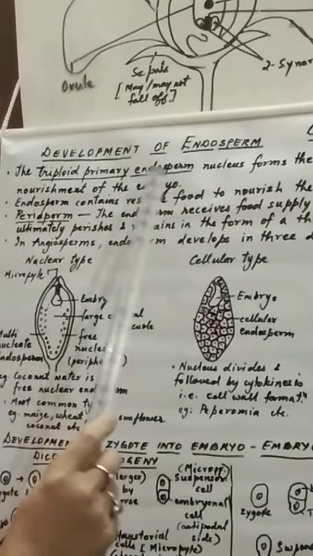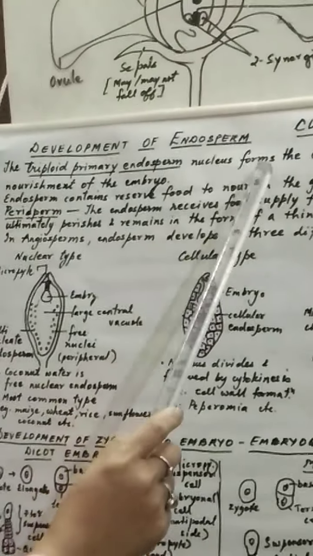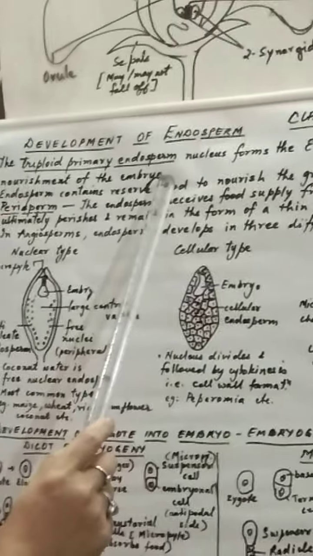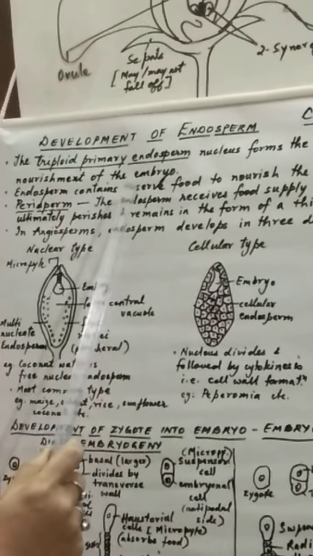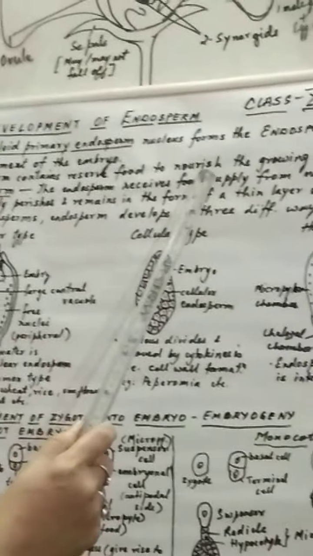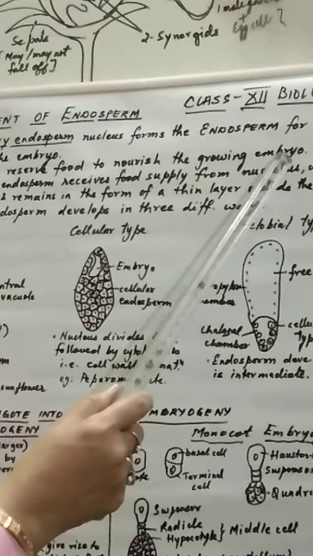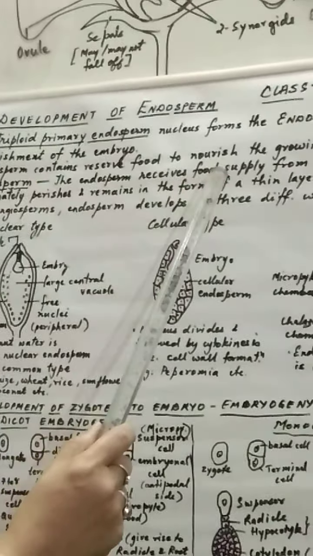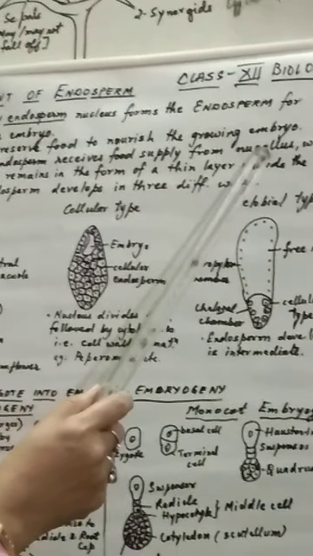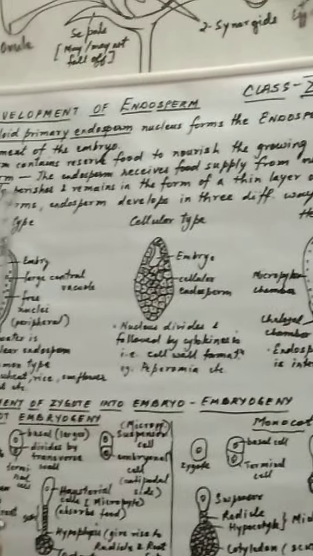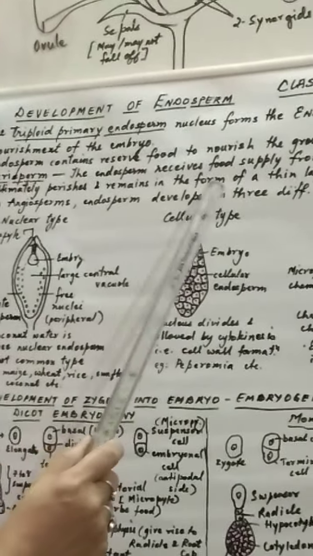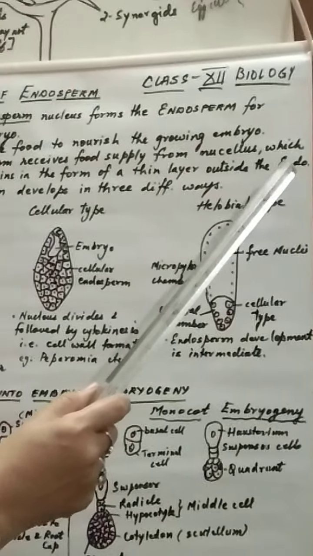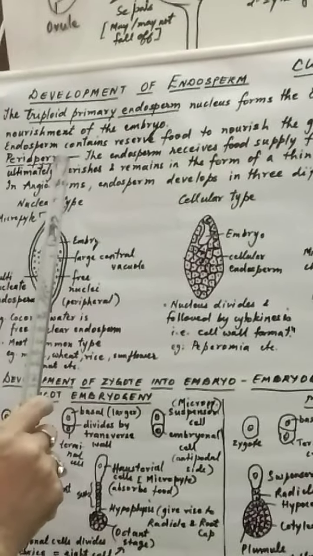The triploid primary endosperm nucleus forms the endosperm for the nourishment of the embryo. Endosperm contains reserve food to nourish the growing embryo. What is perisperm? The endosperm receives food supply from nucellus, which ultimately perishes and remains in the form of a thin layer outside the endosperm, and this is called perisperm.